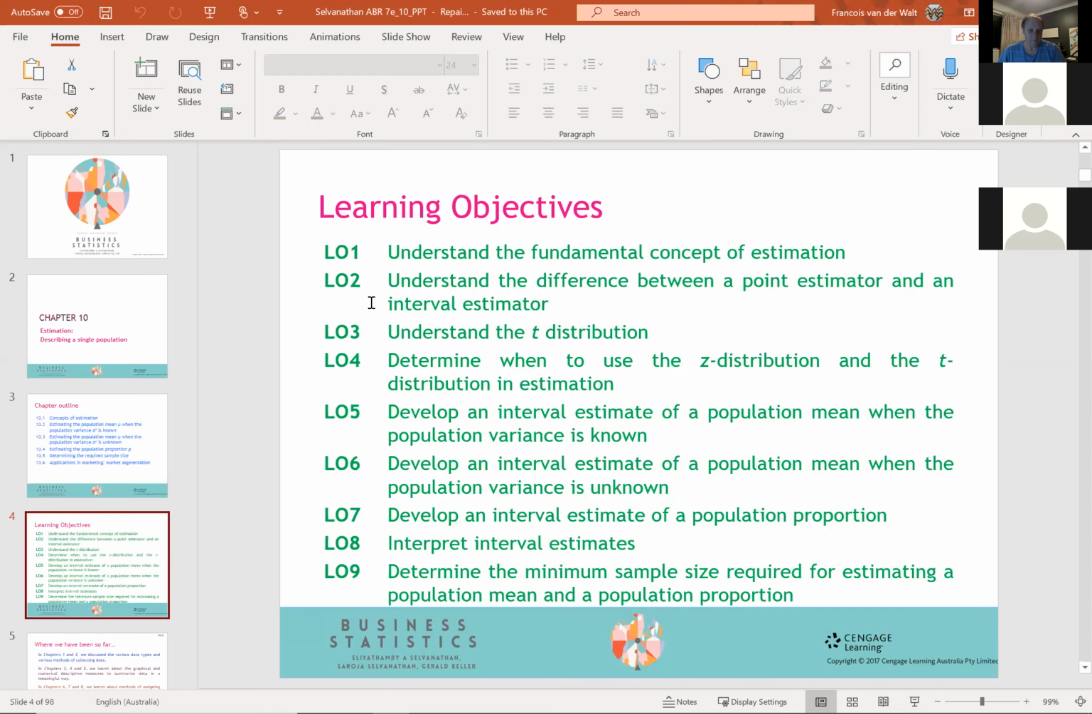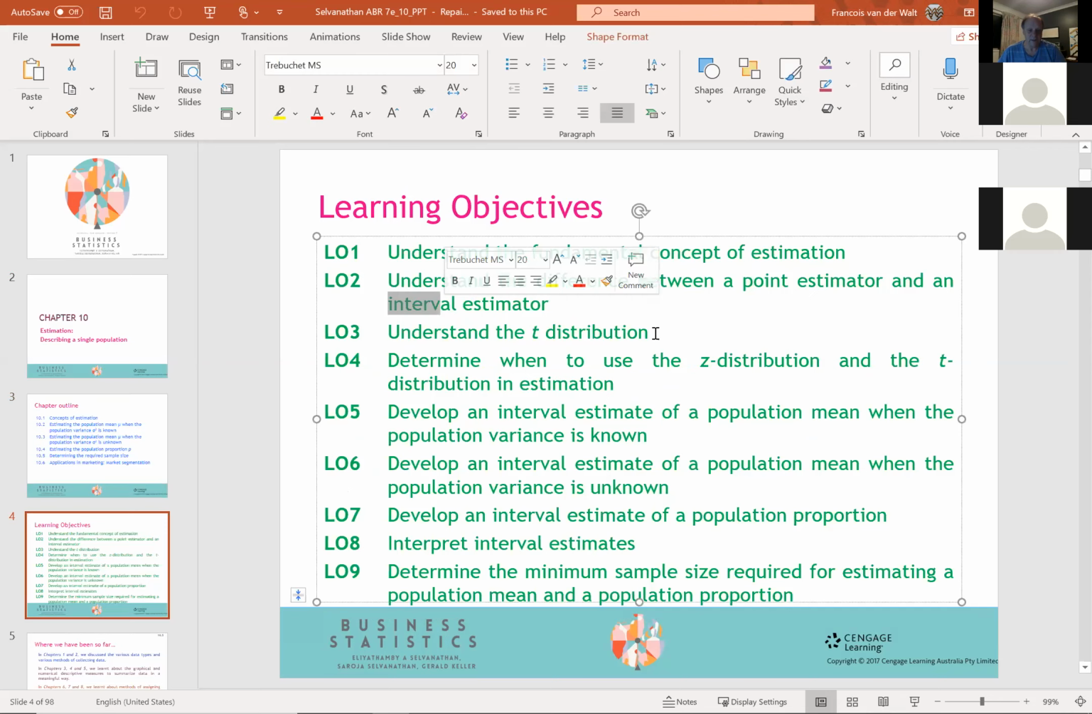So we're going to understand the fundamental concepts of estimation. We understand the difference between a point estimator, and I've given you an overhead of that already, and an interval estimator. Then we're going to look at something called the t-distribution. This is something you need to take good note of, because we're going to use the t-distribution instead of the normal distribution because of certain factors which you don't have to worry about too much. But I'll deal with that when we get there.